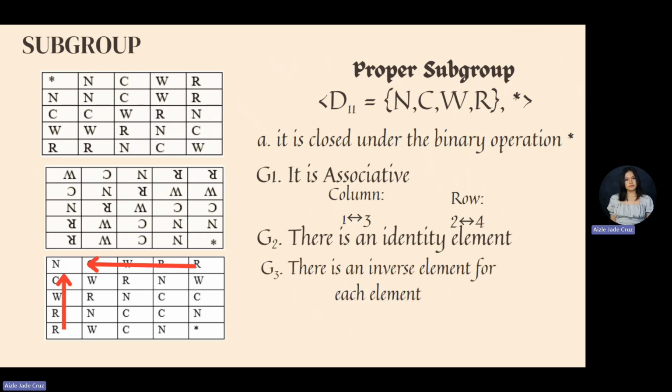Then G sub 3, there is an inverse element for each element which are n inverse is equal to n, C inverse is equal to R, W inverse is equal to W, R inverse is equal to C. Therefore, the subgroup G sub 11 consisting of the elements n, C, W, R under the binary operation star is a subgroup because it satisfies all the conditions by being a group.